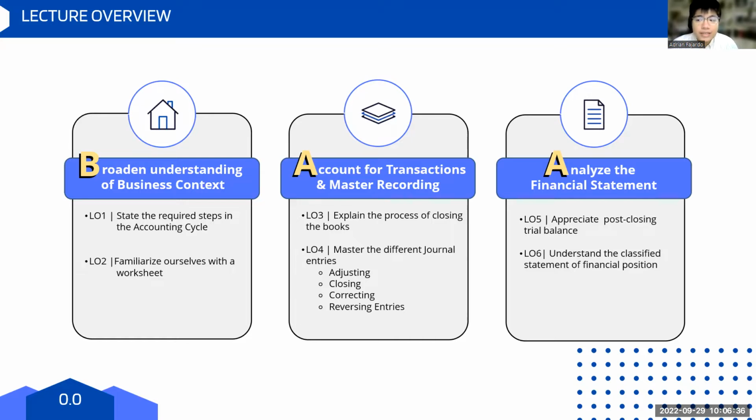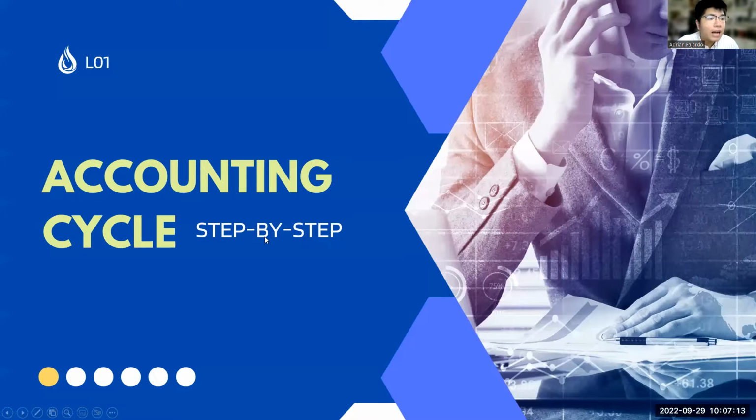So for accounting for transactions, we're going to take a deep dive into the ending process. What happens at the end of an accounting period, and what do we mean by closing the books? In relation to this, we're also going to take a closer look at the post-closing trial balance. And finally, the last 2 learning objectives would look at the different journal entries and the classified statement of financial position. So now that we're clear on the different parts of our lecture for today, we can begin with our first learning objective, which is the accounting cycle.